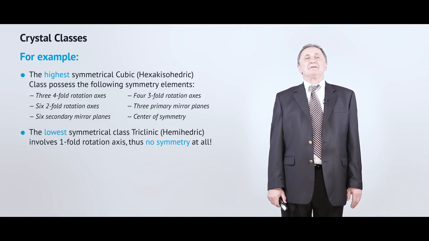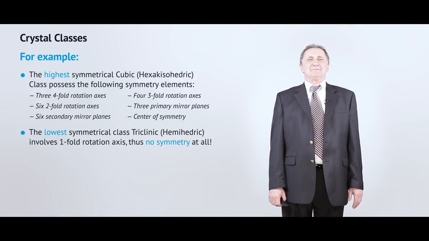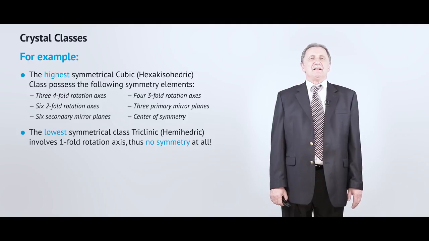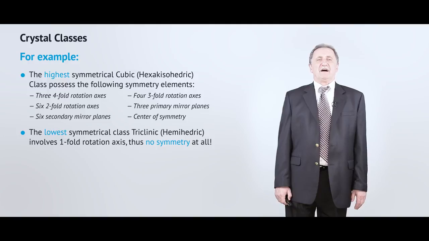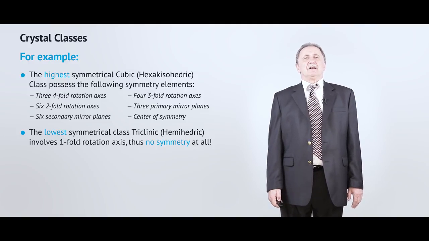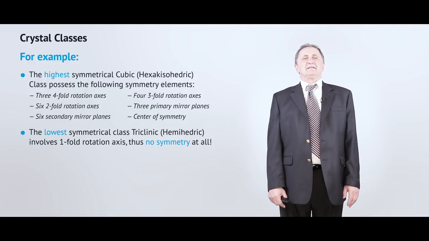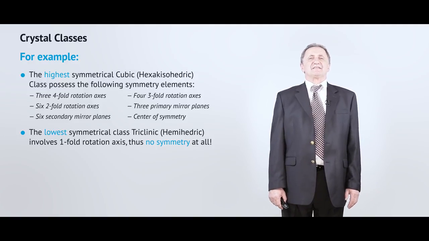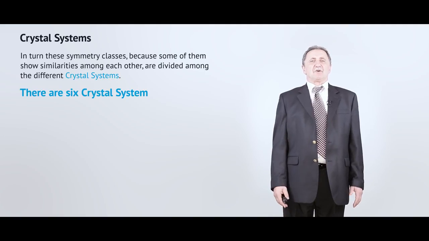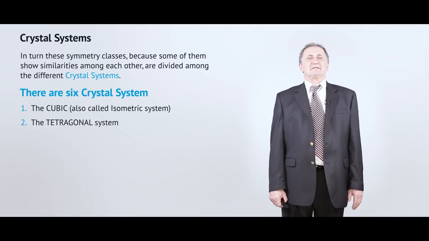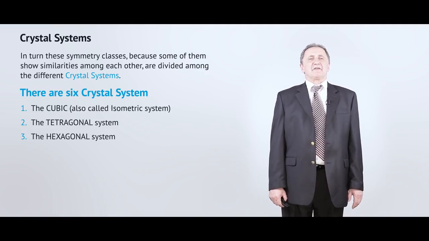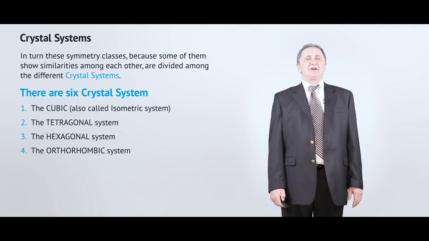32, it's not infinite, and it's very good. However, 32, it's not a small number. That's why the next analysis of these crystal symmetry classes allowed us to combine them into the 6 so-called crystal systems. And so these crystal systems are the following: the cubic one, the tetragonal one, hexagonal, orthorhombic, monoclinic, and triclinic.